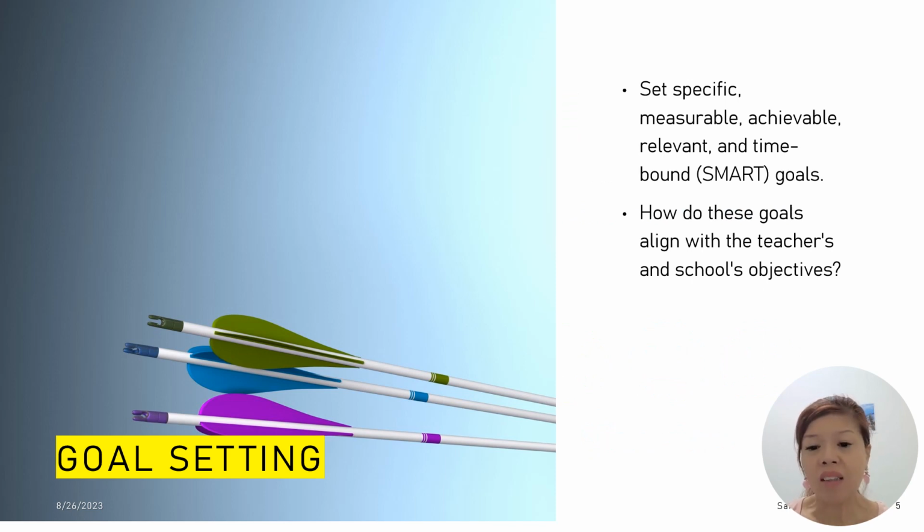Let's take a look at goal setting. It is important for the teacher to succeed, and therefore we should all set specific, measurable, achievable, relevant, and time-bound goals, or what we call SMART goals. It is smart to set SMART goals. It is also important for the school to consider how these goals align with the teacher's and school's objectives. When the teacher successfully achieves these SMART goals, then we can get a happy teacher and a happy student.